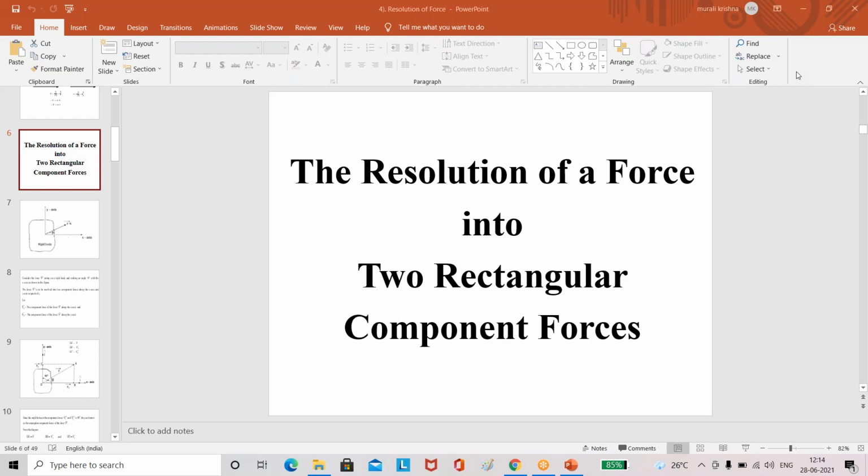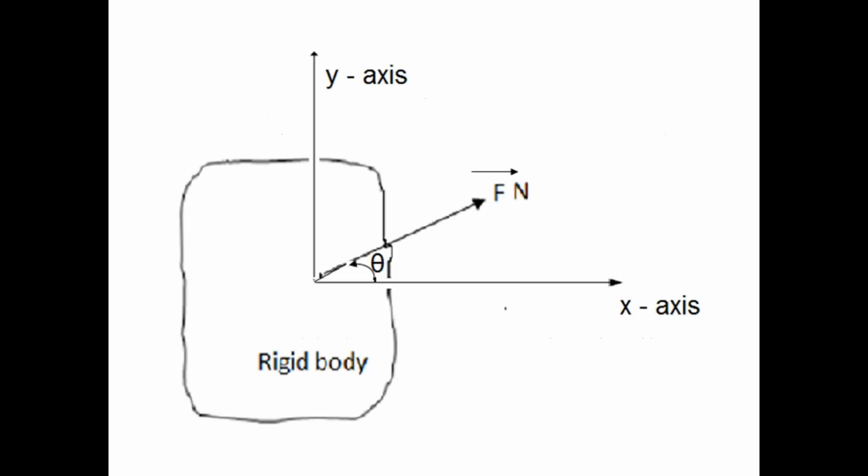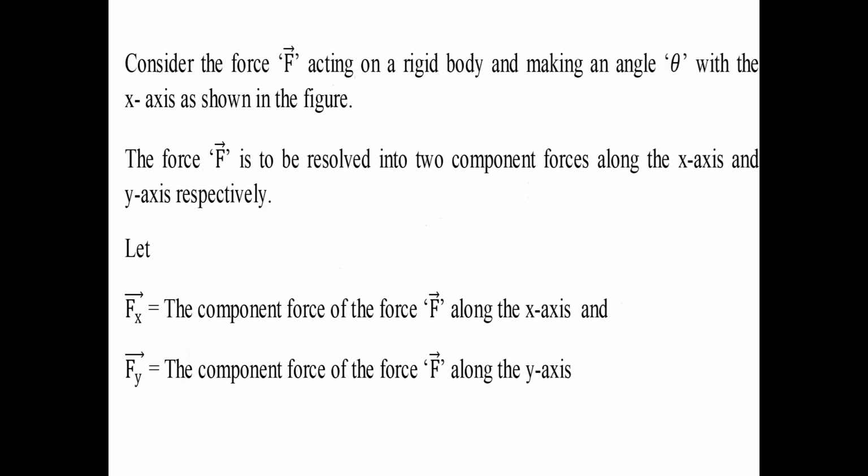In that, I explained the separation of one force F bar acting on the rigid body into two rectangular component forces Fx bar and Fy bar. We discussed that in the last class. And I also explained the equation of force Fx bar, equation of force Fy bar. We know that Fx bar is equal to F cos theta into I cap. Fy bar is equal to F sin theta into J cap. So last class we discussed the projections Fx bar, Fy bar equations.